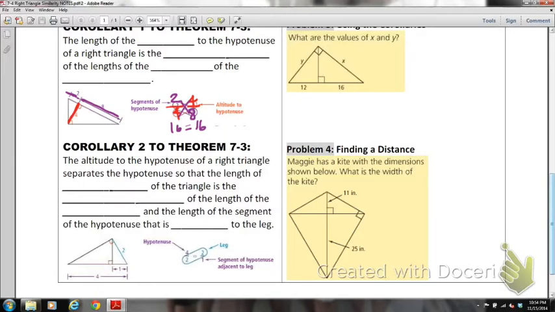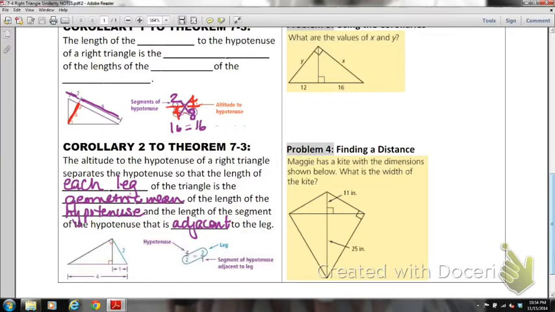The corollary to this theorem states that the altitude to the hypotenuse of a right triangle separates the hypotenuse so that the length of each leg of the original triangle is the geometric mean of the length of the hypotenuse and the length of the segment of the hypotenuse that's adjacent to the leg. So let's look at that carefully here.